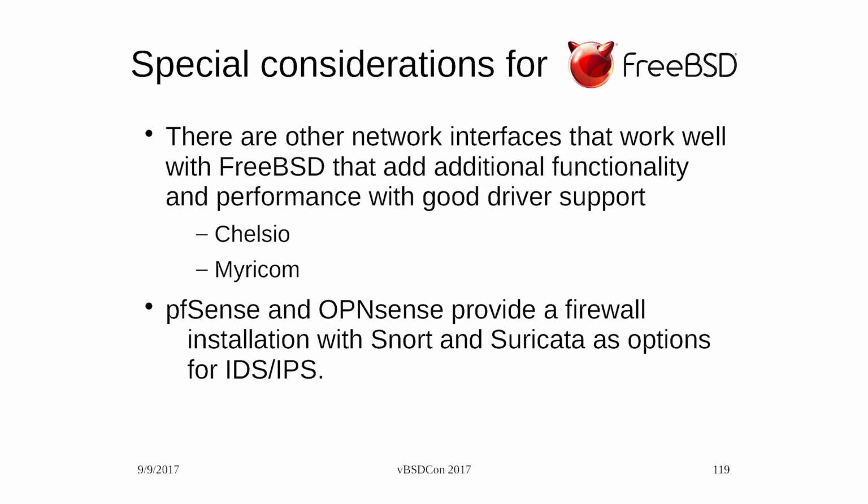In addition to netmap and trying to use standard network interfaces, you have the ability to use, of course, Chelsio NICs, and Myricom. A lot of people on the Linux side, people I've talked to in the community, have Myricom NICs that they use, good for performance. And of course, if you want more inline solutions, both pfSense and OPNsense have a FreeBSD base, using Snort and Suricata.